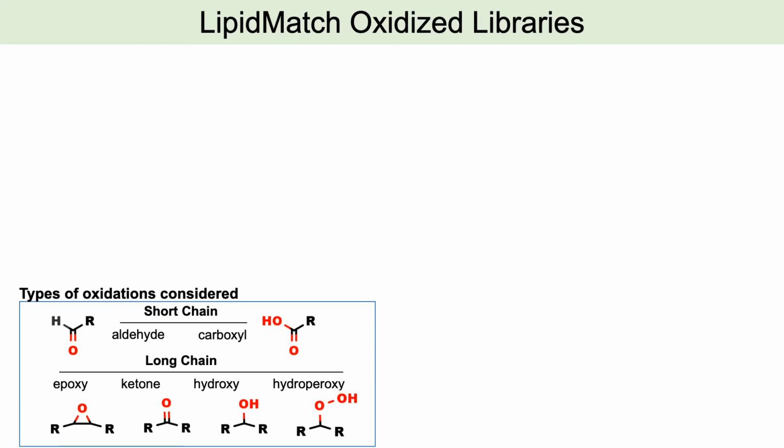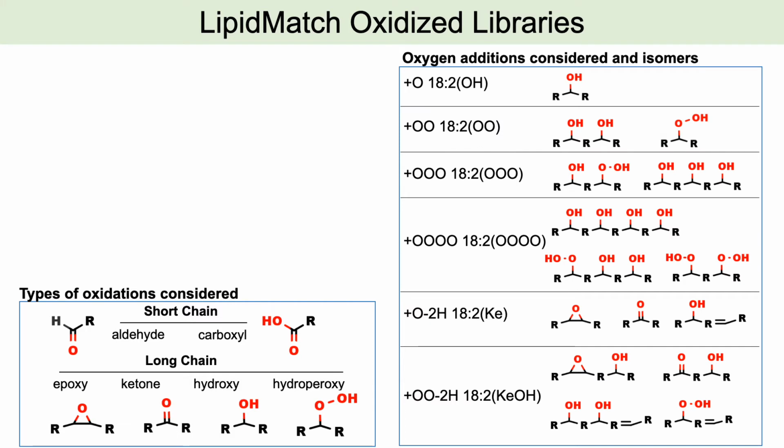We've developed LipidMatch oxidized libraries to be as comprehensive as possible while still being functional. So we have 6 different types of oxidations. We include 2 short chain, aldehyde and carboxylic acid termini, and 4 long chain, which are inserted along the fatty acid chain, including epoxy, ketone, hydroxy, and hydroperoxy. We also include multiple additions of oxidations, not just single oxidations.